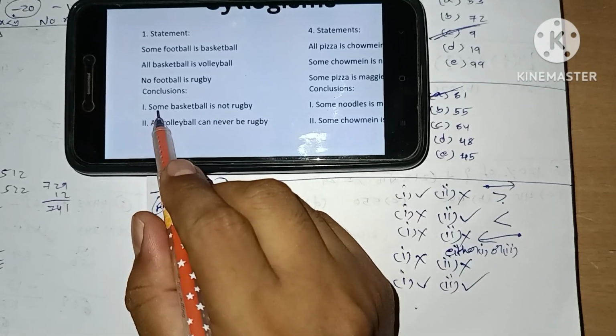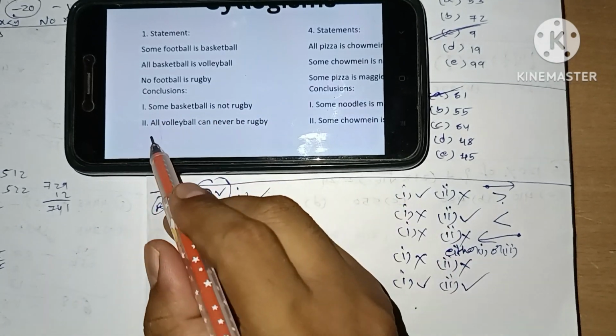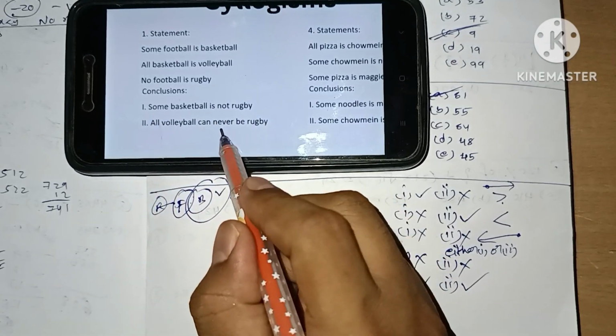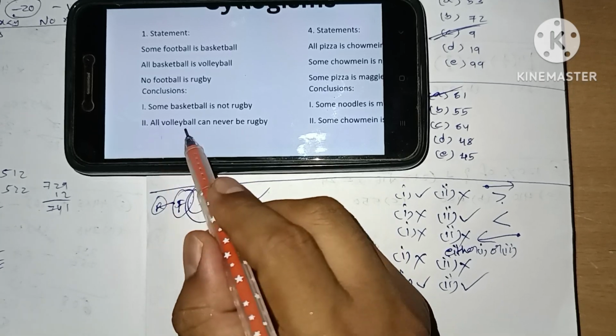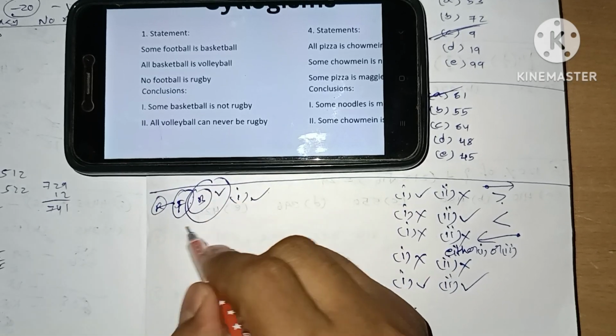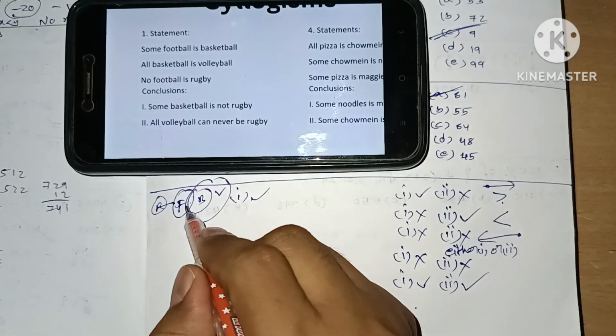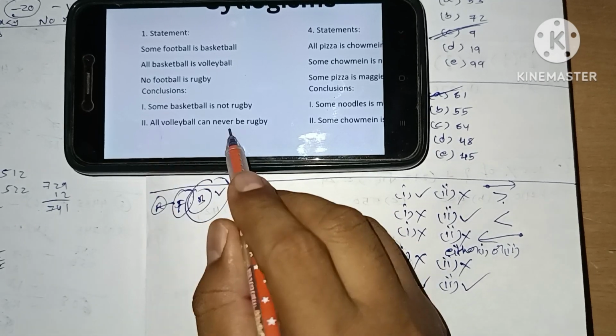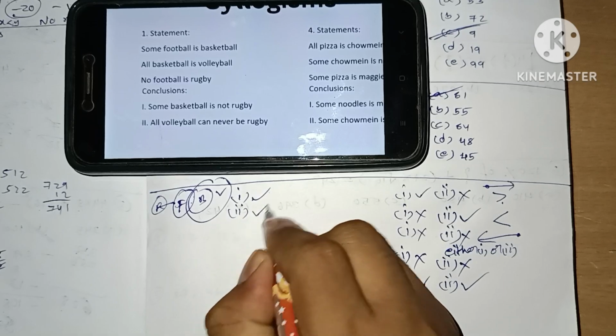All case fails means some not case will be true. Next, all volleyball can never be rugby. We see never here. So we check all volleyball can be rugby. All volleyball can place inside rugby. No, because of sharing with the football. So all case fails means all never case will be true. So second conclusion is also true.